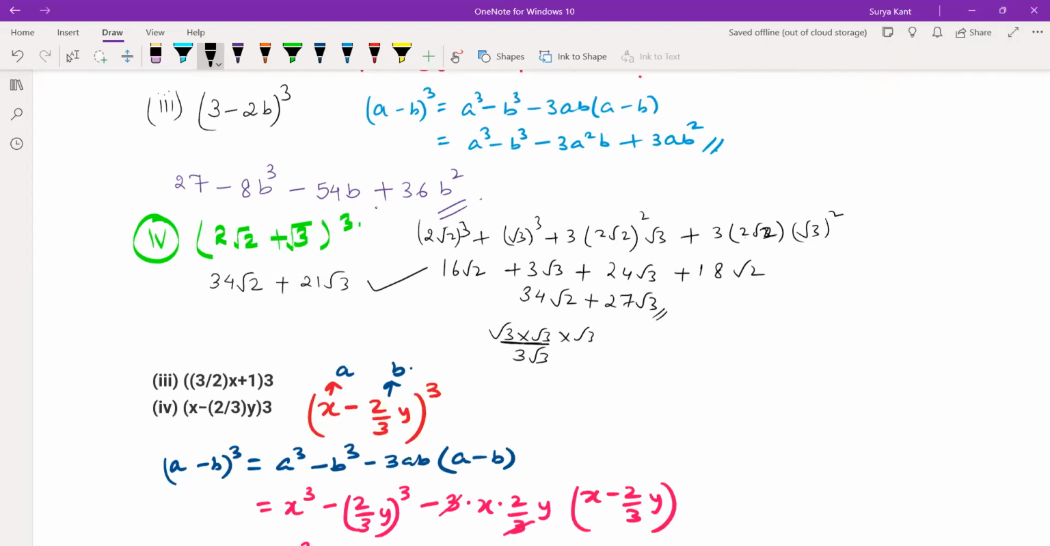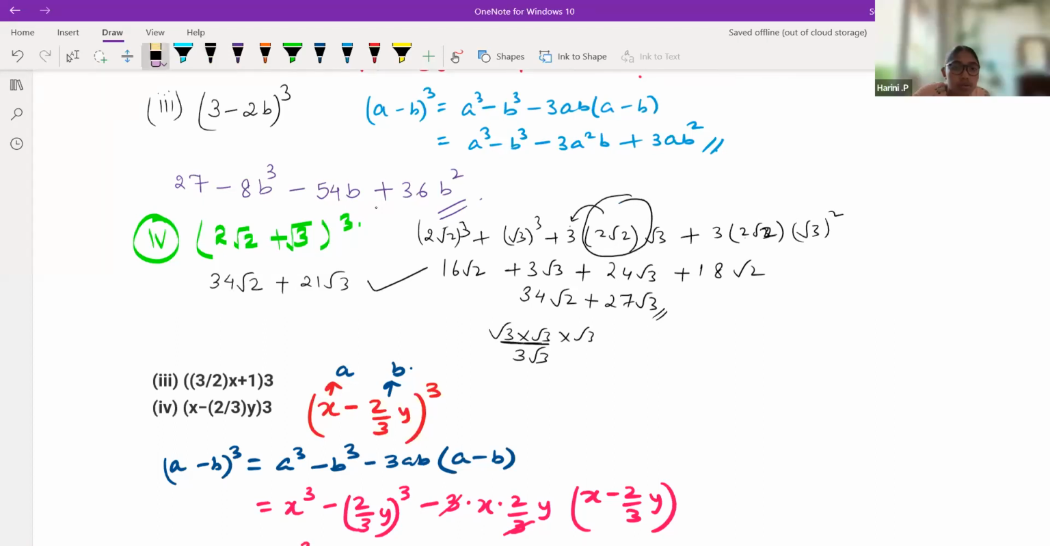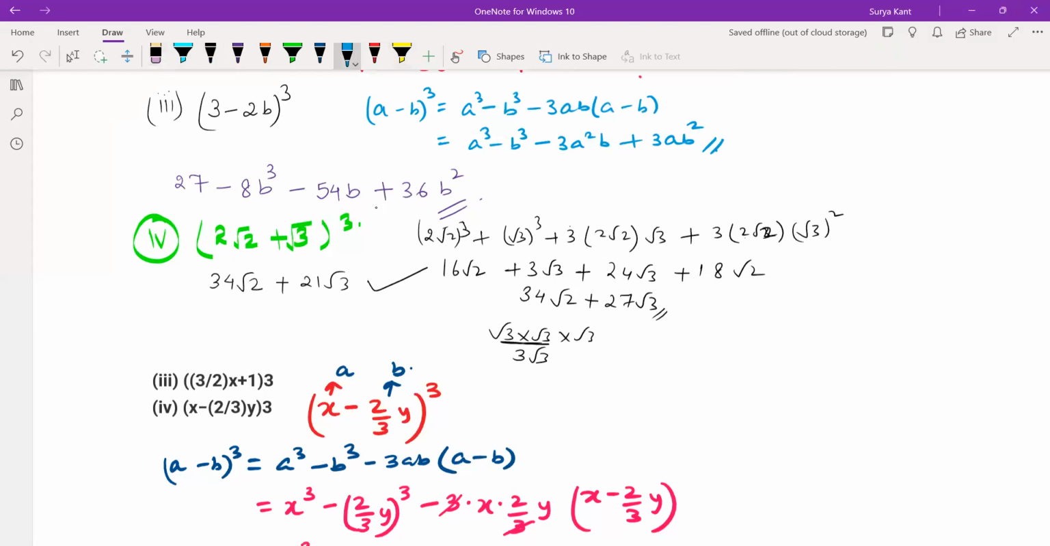Yes, tell me. How is it 24 root 3? Yes, sir. Let's see. This whole part is 24. 2 to the 4 is 8. 8 3 is 24. Okay. The whole part is 8, and 3. 8 3 is what? 24. Okay. Understood or not? Yes, sir, I understood.